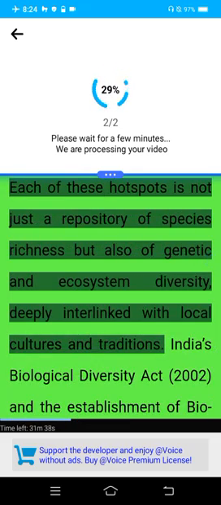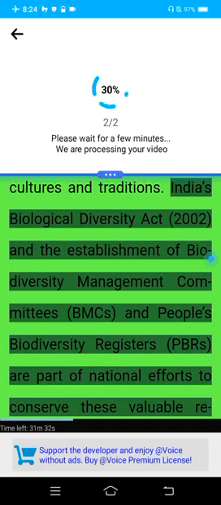Each of these hotspots is not just a repository of species richness but also of genetic and ecosystem diversity, deeply interlinked with local cultures and traditions. India's Biological Diversity Act 2002 and the establishment of Biodiversity Management Committees (BMCs) and People's Biodiversity Registers (PBRs) are part of national efforts to conserve these valuable regions.